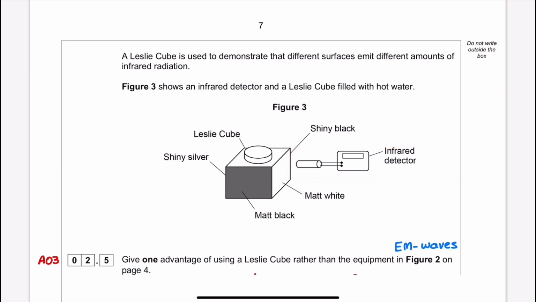Give one advantage of using Leslie cube rather than the experiment in the figure number 2 on the page number 4. This question is from the topic of EM waves and it is an AO3 question. By using the Leslie cube in the investigation, the volume of water is the same for all sides of the cube. It means the temperature of the water is the same for all sides of the cube. More surfaces can be tested at the same time, and it reduces the chances of error and gives accuracy in our procedure. The student doesn't need to repeat the experiment again and again for all sides. Let's see the model answer.